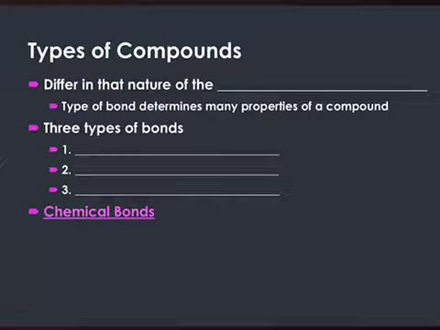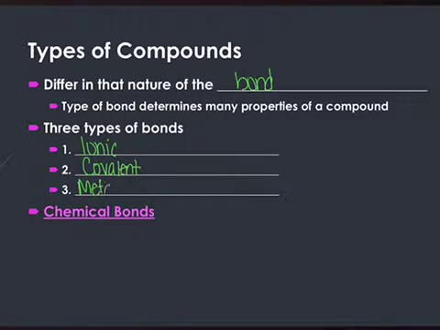There are different types of compounds, and they're different because of how their bonds are formed. The type of bond will determine many properties of a compound, and there are 3 types. We have ionic, covalent, and metallic. And so each of the next videos will cover these types of bonds.